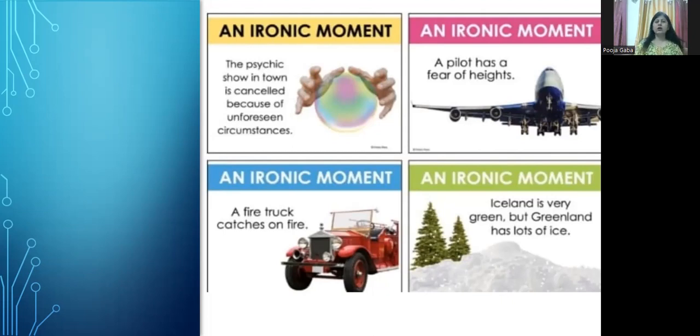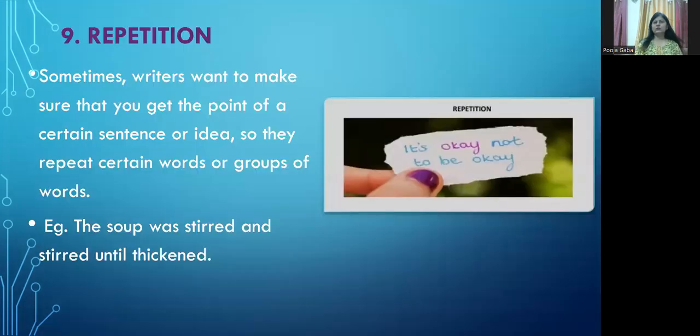Now see this one also: A fire truck catches on fire. Now, a fire truck is supposed to extinguish fire. But if it itself catches fire, it serves the opposite purpose. So that way we say that it's an irony that the fire truck caught fire. I hope it's clear. Now let us move to the next one.